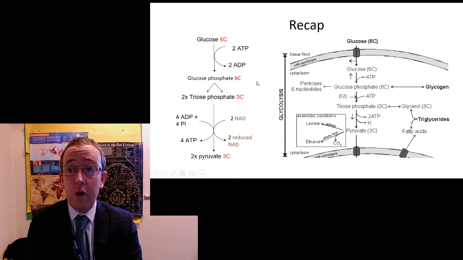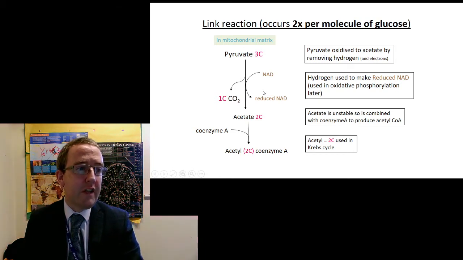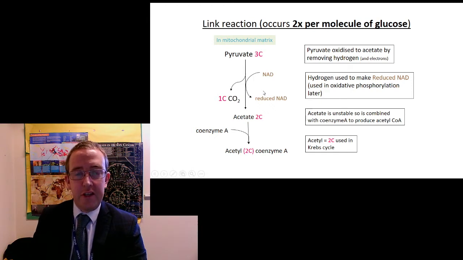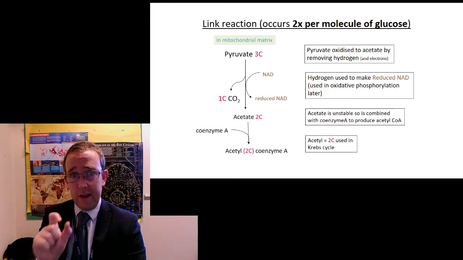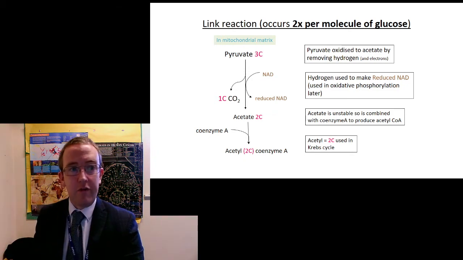Okay, so that's what we've just done. Let's get straight into it then. So once inside the mitochondria, the first thing that happens is a thing called the link reaction. And this basically is a short little section that's a go-between between the pyruvate and entering the Krebs cycle.